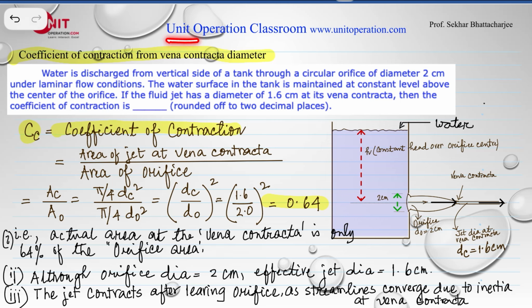Unit operation classroom. In this problem, we are discussing coefficient of contraction from vena contracta diameter. My name is Shekhar Bhattacharjee.